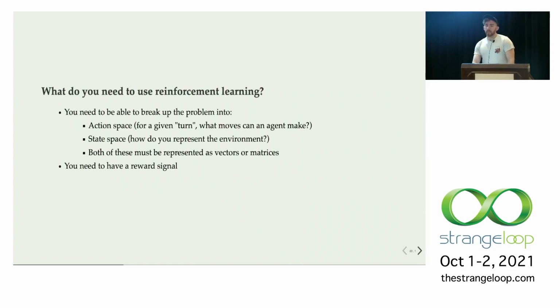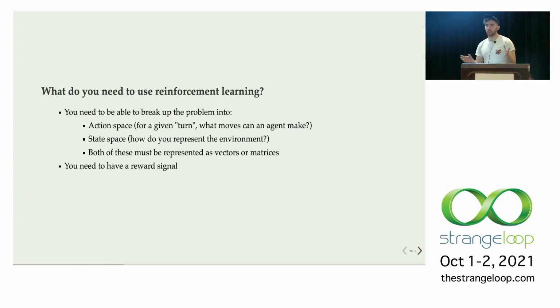But what do you need? What needs to be true before you can apply reinforcement learning to your problem? First, you need to be able to break the problem up into an action space. So for a given turn, at a given time step, what moves can the agent make? Then you need a state space.